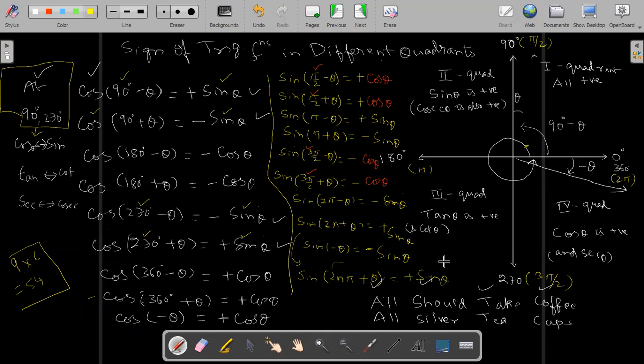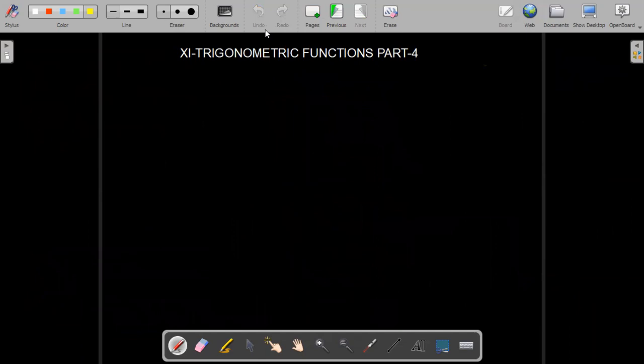How am I going to tell you from the question? Suppose you have to find the value of sine 930 degree. Sine 930 degree is not a standard value. So how will we reduce it?